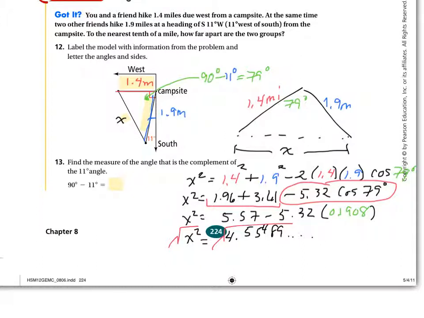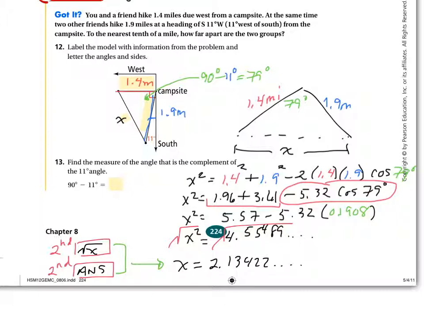And so on your calculator, you just have to do second, and then you're going to hit the square root key, and then you're going to do second, and then you're going to do answer to get your previous answer in there. And then these two together are going to give us our final answer here. So x equals, did you get 2.13422... Yes? And so if we're going to round that to the nearest tenth, what does it equal?